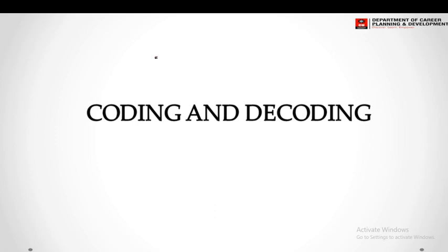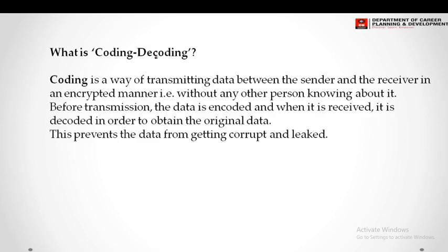So I will discuss the topic of coding and decoding. First of all, what is coding decoding? Coding and decoding is used to transfer data. For example, a person A sends data to a person B. First of all, person A will code the data in a certain way, so no one will come to know what is written in this particular data.